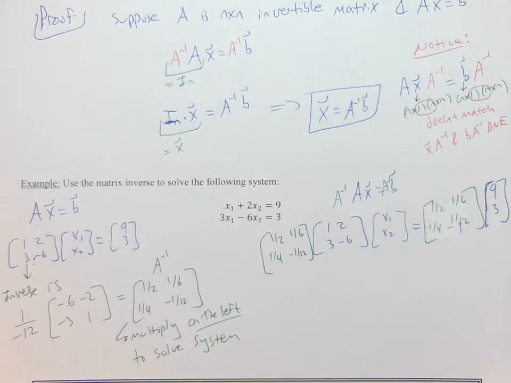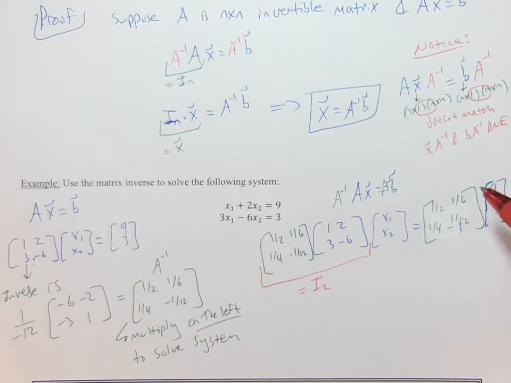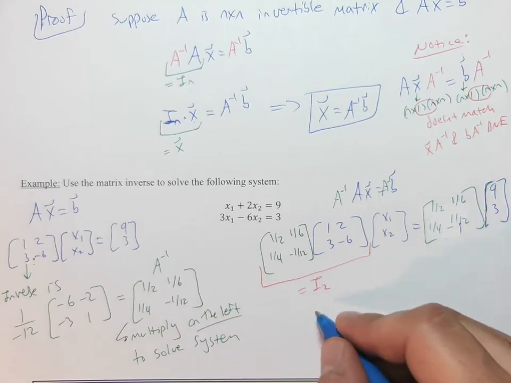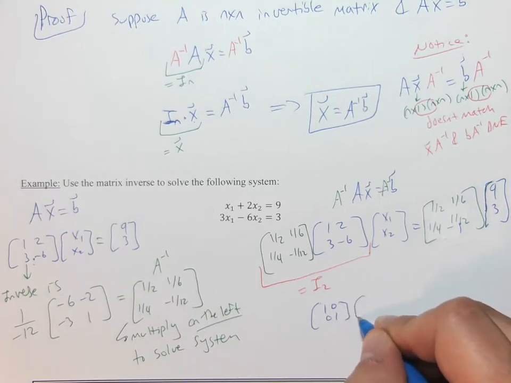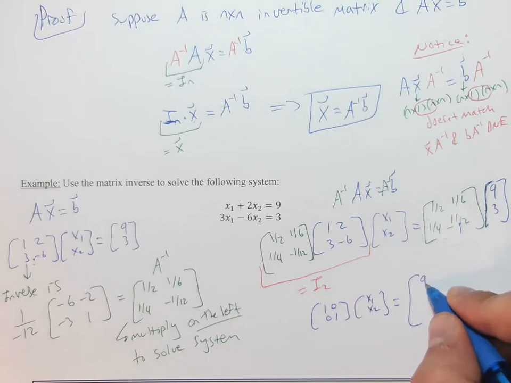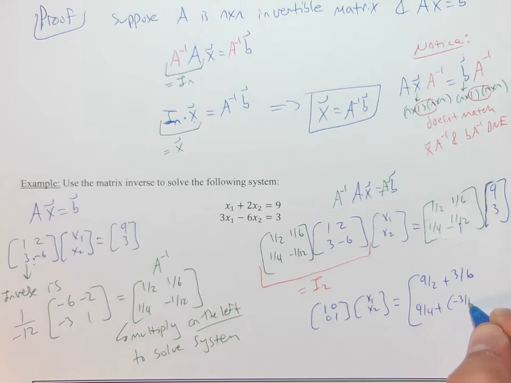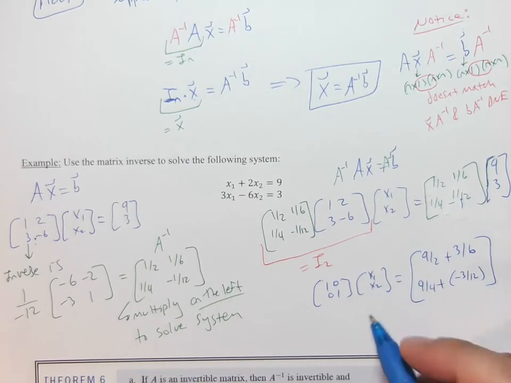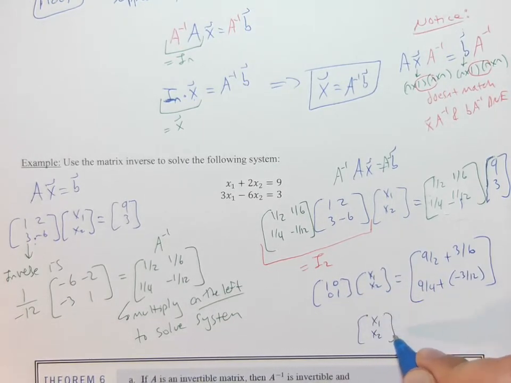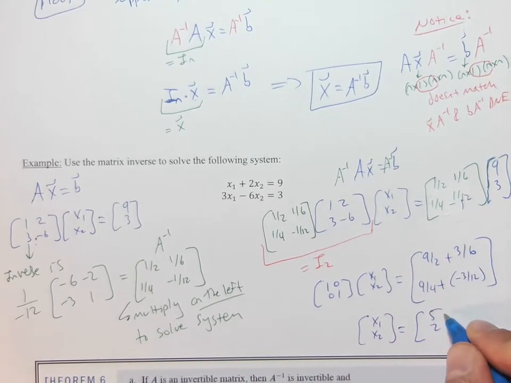And then based on what we just showed above, these two things are just going to cancel right out. It's going to equal I2. And so we're just going to get x on the left, and then the product of those two things is the answer. Right? And so we're going to get this. And then when we do that multiplication, it ends up being this. 9 halves plus 3 sixths, 9 fourths plus minus 3 twelfths. And since you're multiplying by the identity matrix, this just stays the same. When you add these two things together, you get 5, 2.